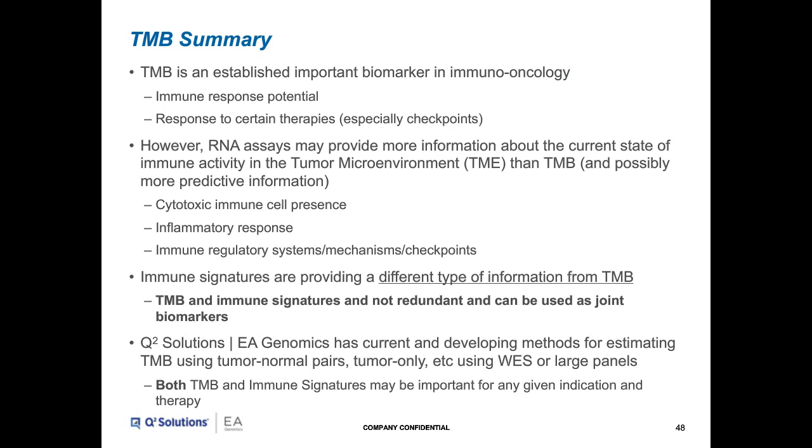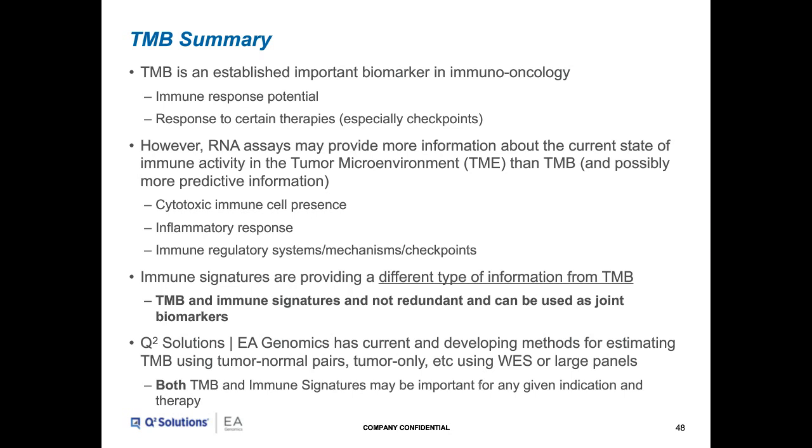So related to that fact, my own company even has current and developing methods for estimating TMB, not just in the standard state where you have tumor normal pairs, but also when you have tumor sample only, or whether you're using whole exome sequencing versus large panels. Perhaps we can also use large panels or potentially even RNA itself to look at mutations and estimate the equivalent of overall tumor mutational burden. So I think the key thing is that both TMB and immune signatures may be important for any given indication and therapy.